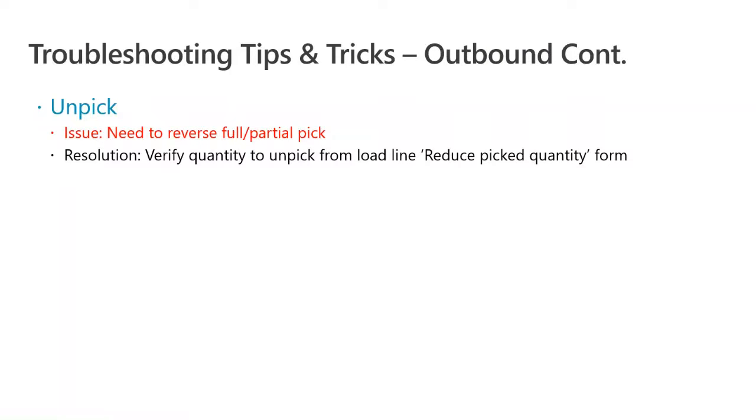If we need to unpick either the full quantity or a partial quantity from something that's already been picked and staged for shipping, then we want to do that from our load, and we do that through the reduce pick quantity form on our load line. So we'll see that in the demo.